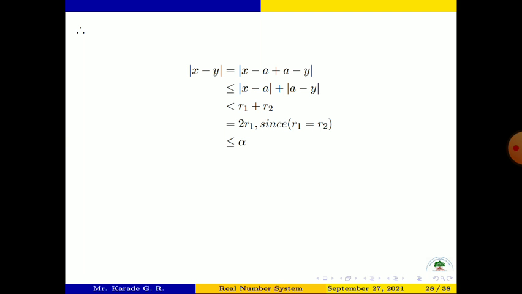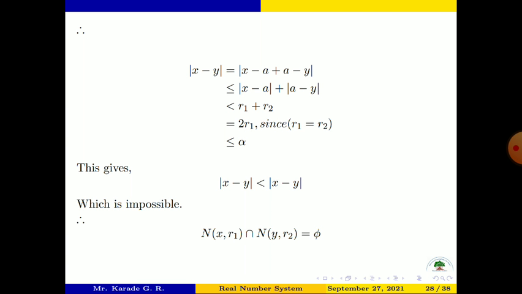Therefore, mod of x minus y is strictly less than alpha. And finally, this gives mod of x minus y is strictly less than mod of x minus y. And this is an impossible inequality, because a real number can never be strictly less than itself.